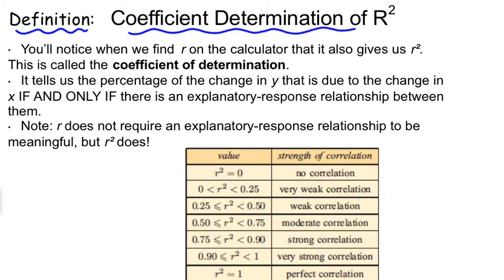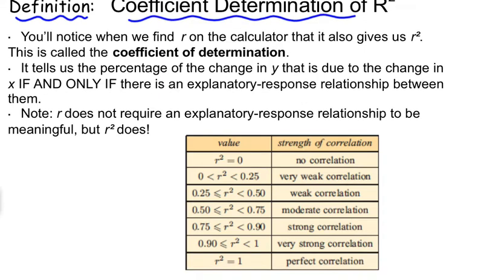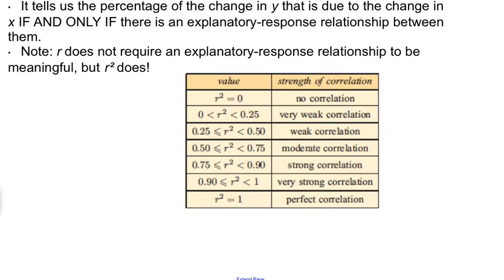It tells us the percentage of change in y that is due to x, if and only if there is an explanatory response. So is there a relationship? R does not require an explanatory response, but r squared does. So I do want you to write down this list right here, the strength of the correlation.